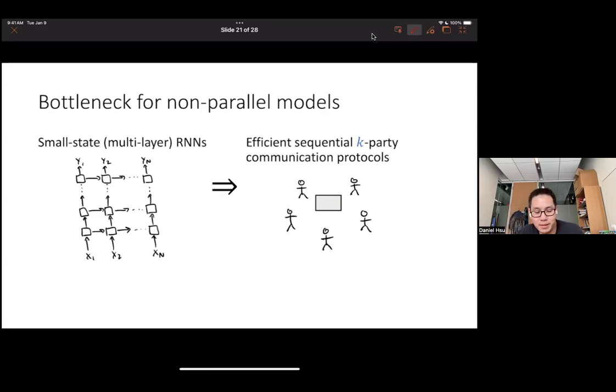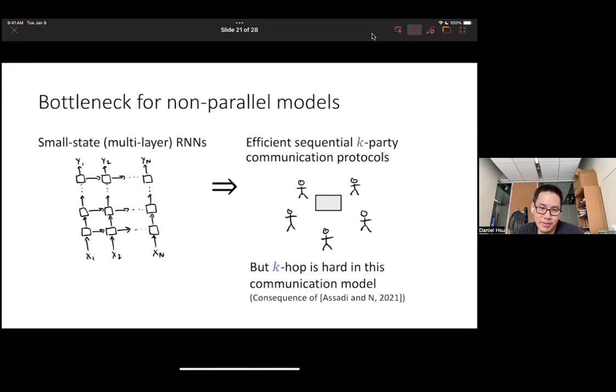setup in a distributed computing environment, where you have k parties, and they have to communicate in a particular round robin fashion. And this is a well-trodden path, where you show that the problem you want to solve is hard in this communication model, and therefore hard in the computational model that you reduced to communication this way.